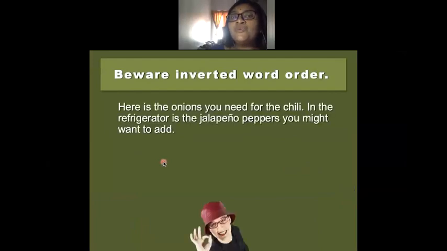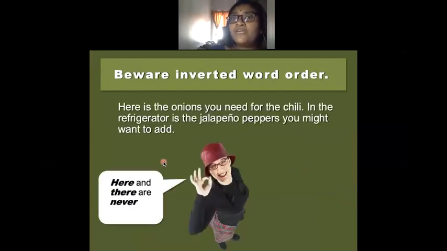And you want to be also very careful of the inverted word order. Here and there are never the subject. Here is the onions you need for the chili. In the refrigerator is the jalapeno peppers you might want to add. So even though here it sounds like a subject, they are not subjects. The subject here is the onion.